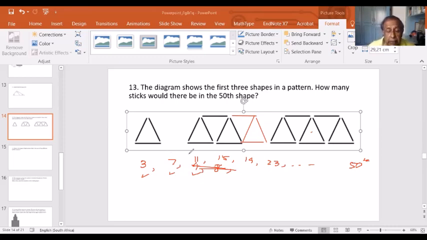And a nice way is, because we're adding 4, we can look at multiples of 4. Like this thing here, 3 is 4 minus 1. 7 is 8 minus 1. 11 is 12 minus 1. 15 is 16 minus 1. So that's the number of sticks you got in each of those shapes.